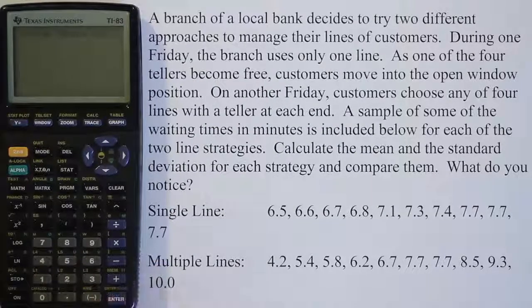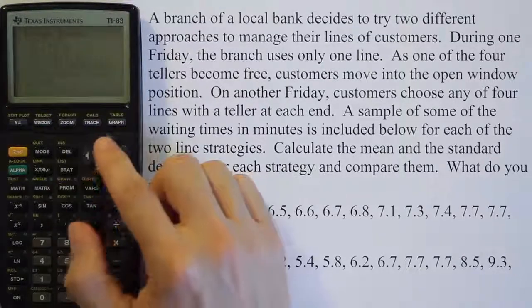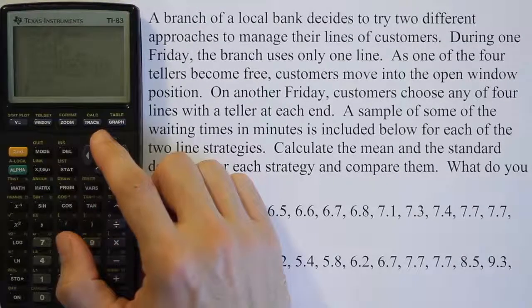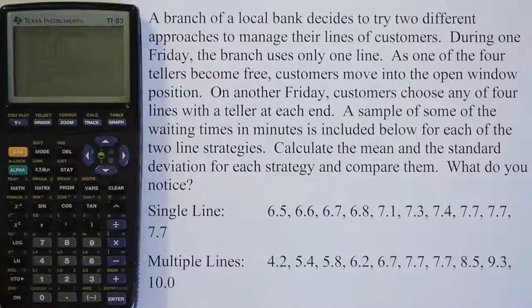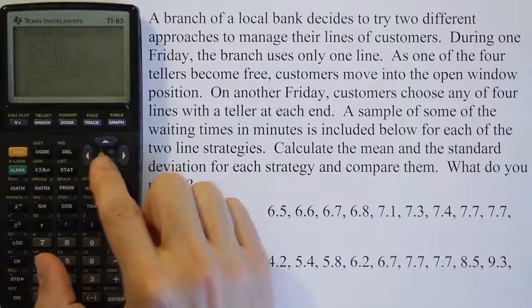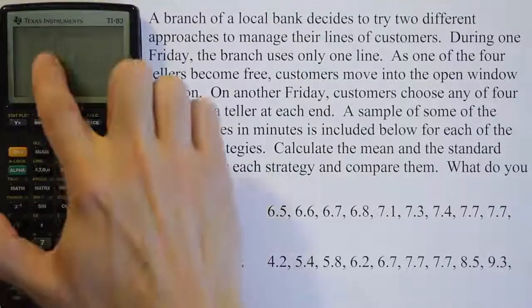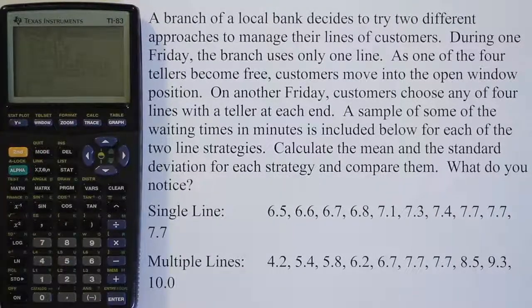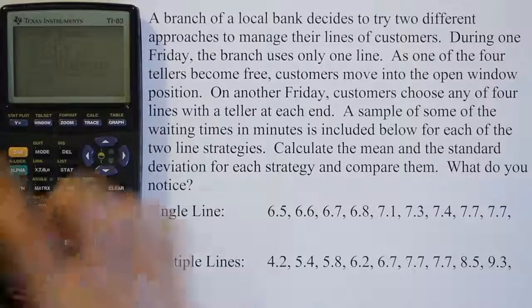Then just press enter, and the calculator will do its work. What we get in the output here is the mean, right? We can see x bar there at the top is 7.15, so that's the average. That would be like the average wait time at the bank. And if you scroll down a little bit to where it says S, you see that S is 0.477 if you round it.